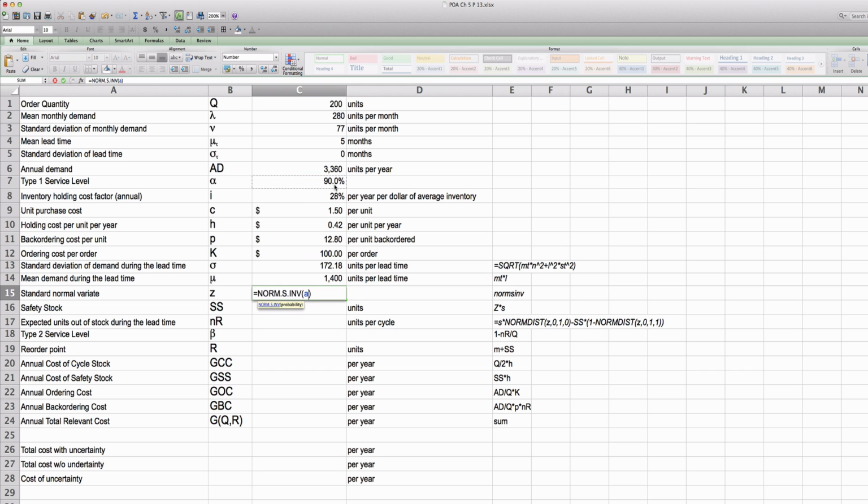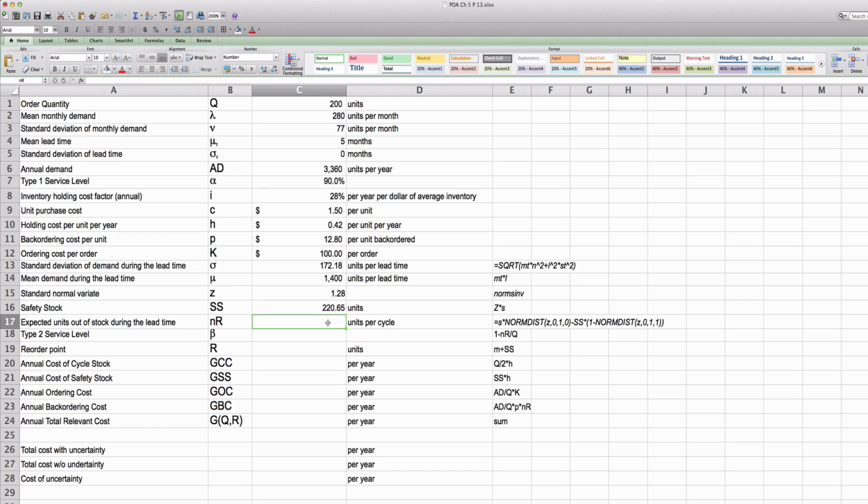Remember that for Mac users it is NORM.S.INV, and for PC users it is NORMSINV. I am assuming that the demand during lead time is normally distributed. If that is true, then I can convert the probability of being in stock into an associated number of standard deviations to go above the mean, so as to cover the desired area of alpha under the normal distribution. With that being done, I can now calculate my safety stock requirement as z times sigma. Right now, I'd be looking at 220.65 units of safety stock requirement.